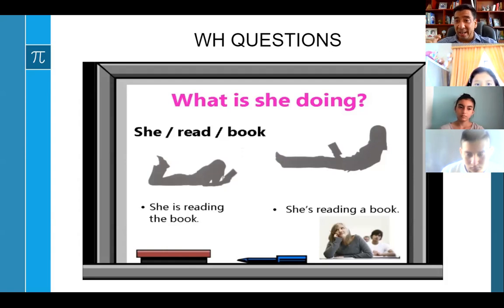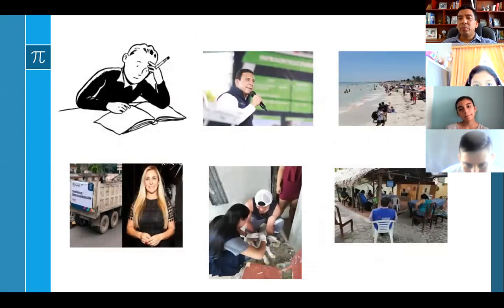Eso es todo lo que hago. Le agrego una pregunta con W. Ready to practice? ¿Listo para practicar? Now, same images, las mismas imágenes. But let's practice WH questions. Pero ahora practiquemos las preguntas con W.